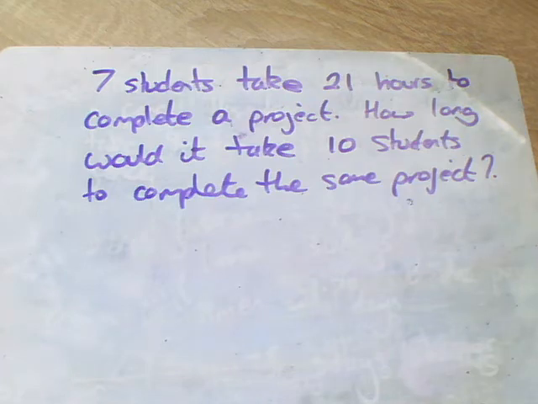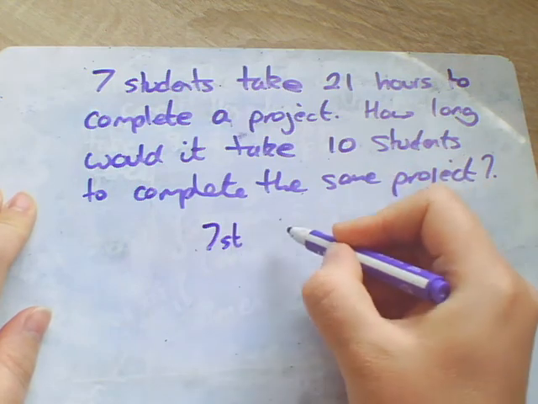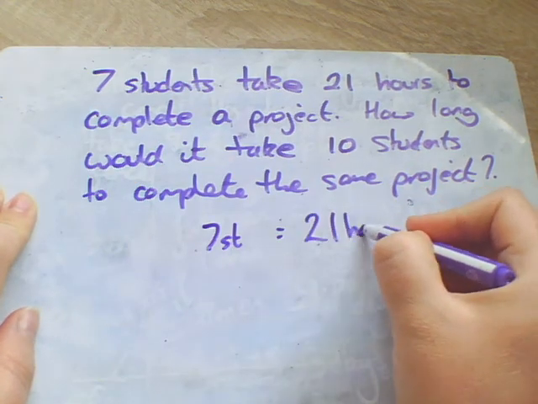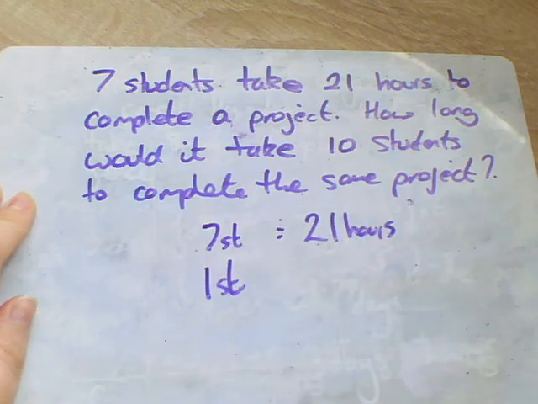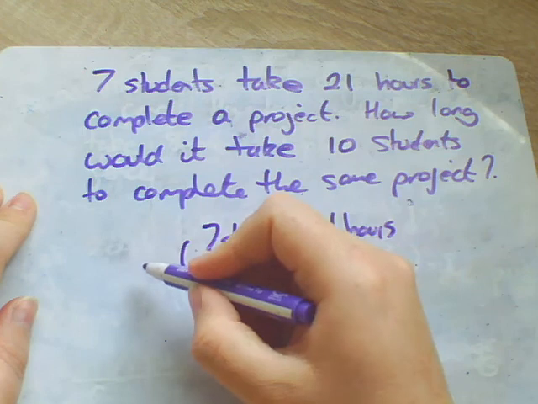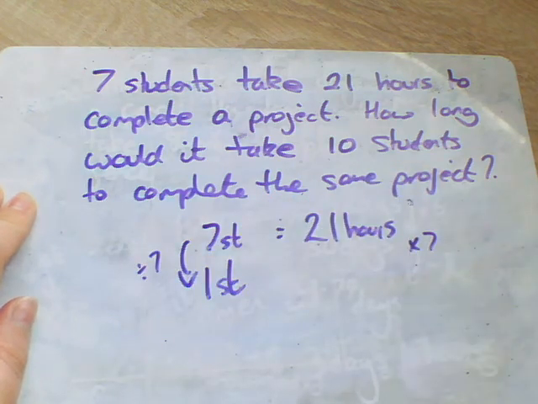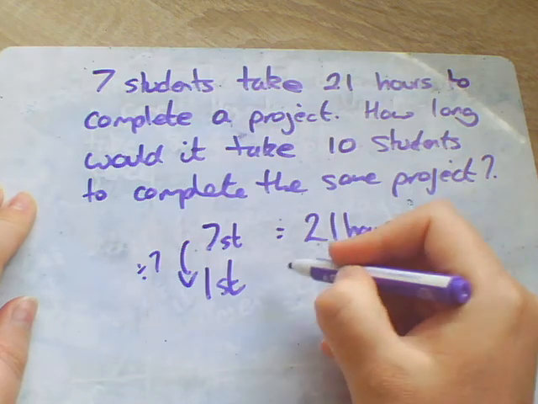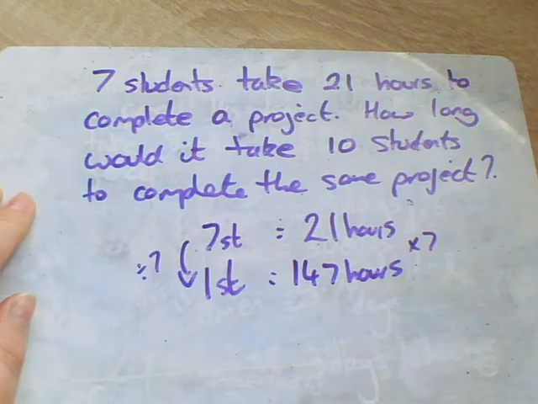7 students take 21 hours to complete a project. How long would it take 10 students to complete the same project? So we're going to start off with the same principle. So 7 students take 21 hours. So for one student to complete the same amount of work, that's divide by 7, so this is times by 7. So it's going to take him 147 hours to complete the same project.